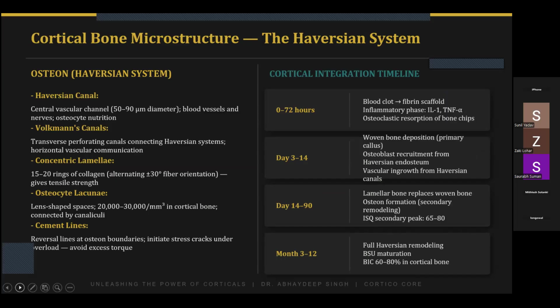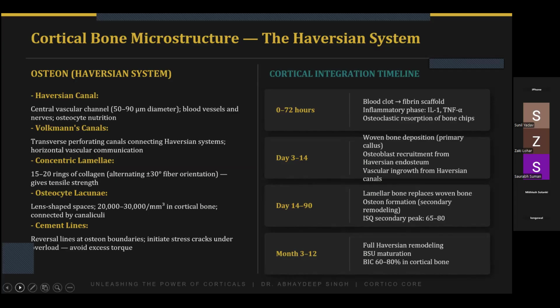On day 3 to 14, this is a rough idea, not the exact time. In the initial 2 weeks, there is deposition of soft woven bone. That woven bone ultimately gets converted into the lamellar bone. The woven bone is the soft bone, which is there in our embryonic stage as well. It ultimately gets hardened, more mineralized, and the Haversian pattern inside it tends to settle down in a more parallel way. It becomes more dense, and hence the lamellar bone replaces that soft woven bone.